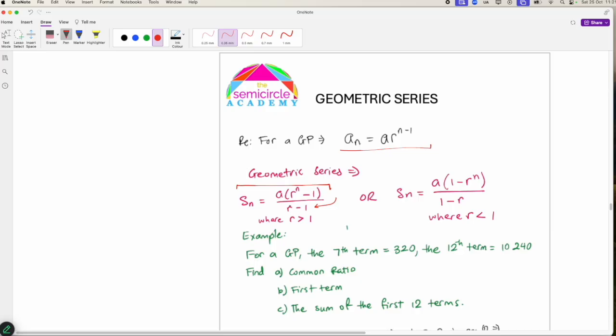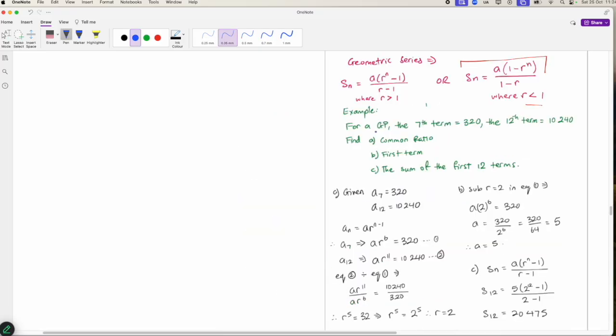You don't want r to be 1, right? Because obviously you're going to get undefined. So r would have to be greater than 1 in this case. And if you have a case where r is less than 1, you use this version of the formula instead. Now we will see more of this later on. Later on, you'll understand that r thing a little bit more.